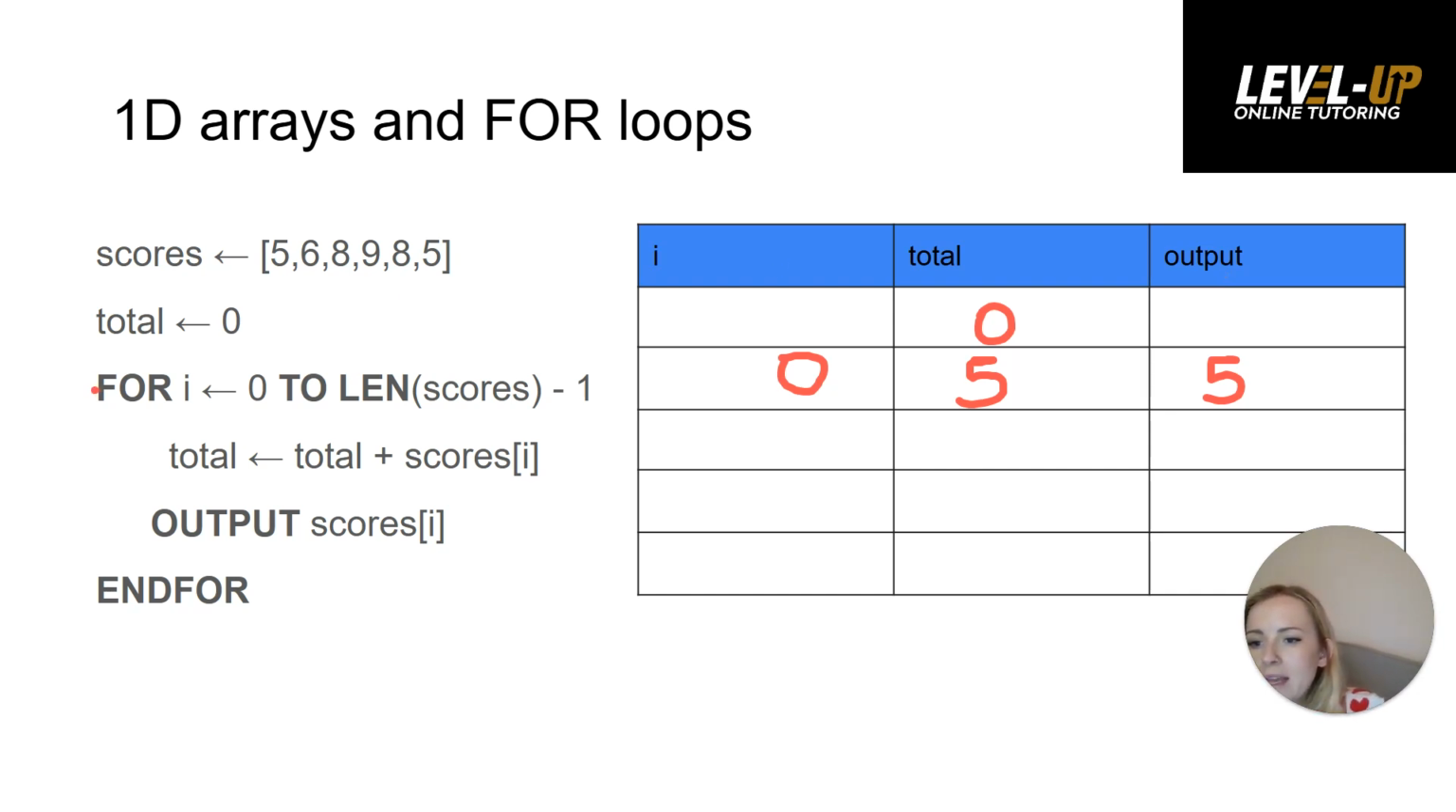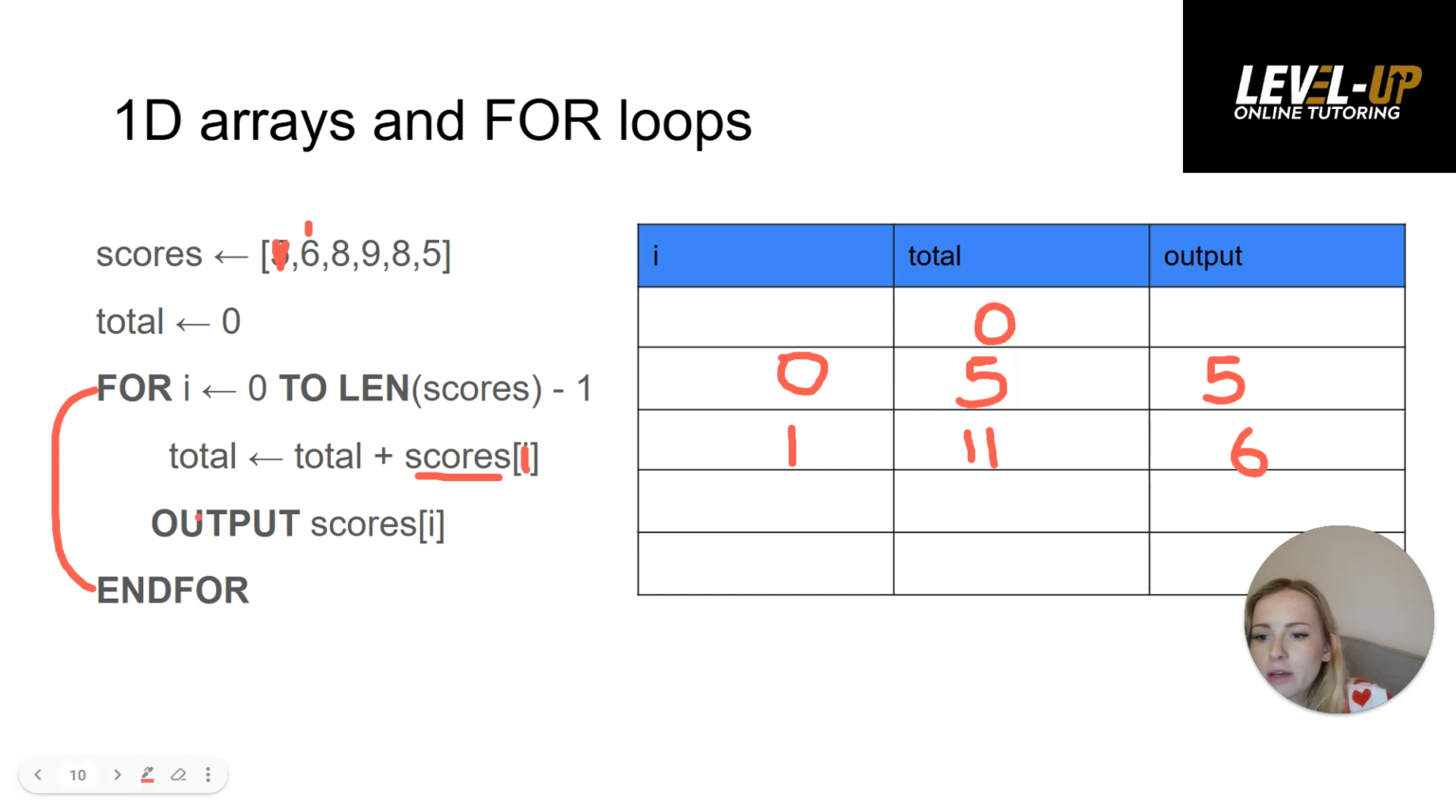Okay, again, we are going to repeat this loop. So the next value of I is 1, and then we are going to look at scores position 1. I've already said 5 is position 0, so we're going to add whatever total we're storing, which is currently 5, with scores position 1, which is the value 6. 6 add 5 is 11. And then we're going to output just scores position 1, which is 6. That's where we get that from.